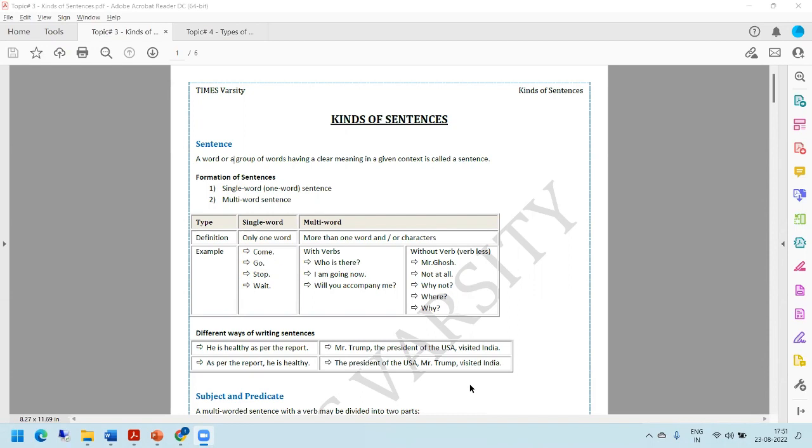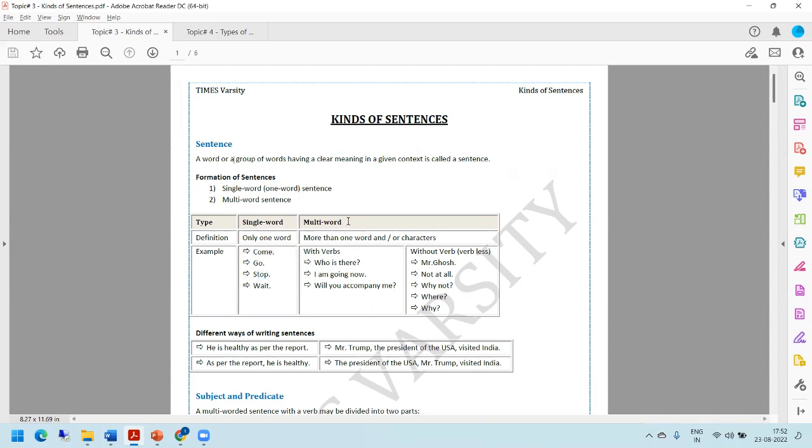There are two types of sentences. One is the single word sentence and another one is the multi-word sentence. In a single word sentence, only one word is used, like come, go, stop, wait. This is only one word and it is also giving some meaning. So it is a single word sentence.